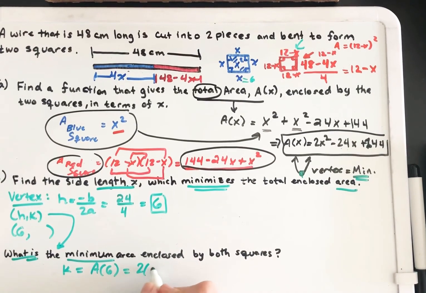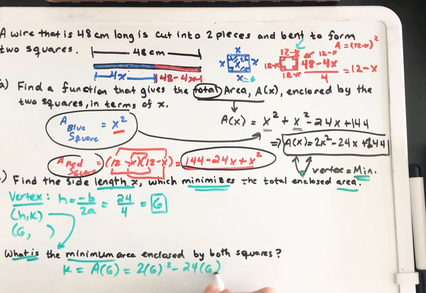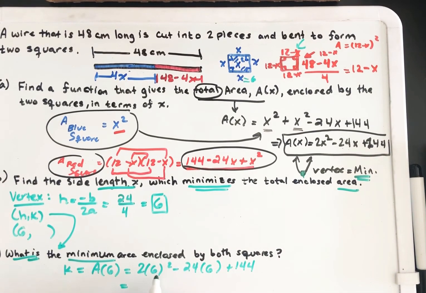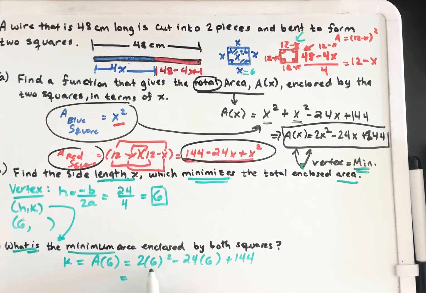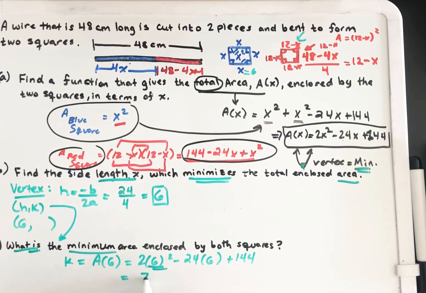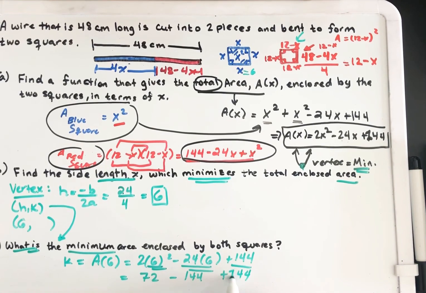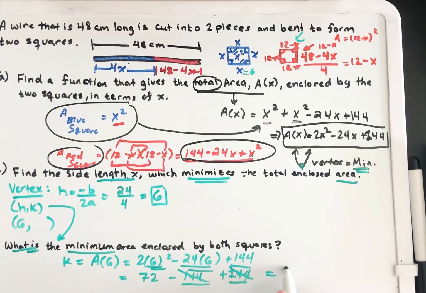It's 2 times 6 squared minus 24 copies of 6 plus 144. So let's do our order of operations carefully. PEMDAS here. We're going to take our exponent before we multiply. 6 squared is 36. And 36 times 2 is 72. 24 times 6 is 144, but it's negative here. And then we have a positive 144. So you can kind of see what happens here. These cancel, don't they? Negative and a positive 144, leaving me with 72.